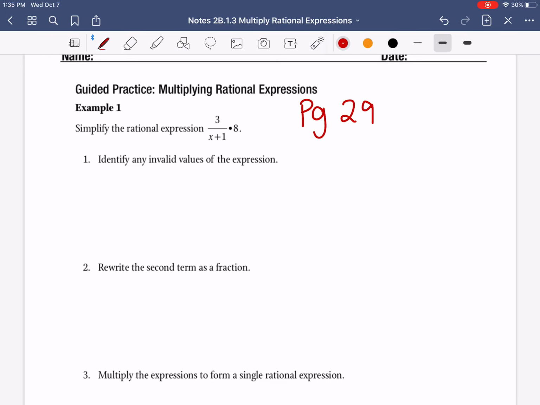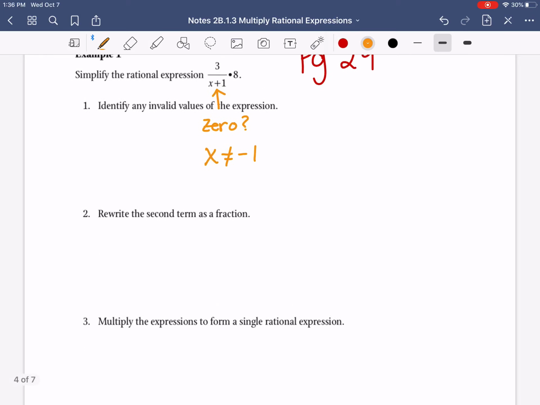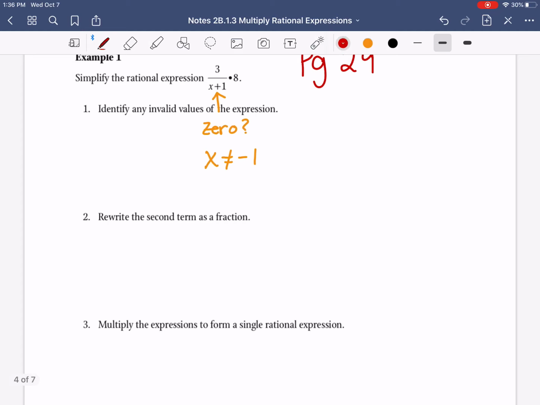This is page 29. The first step says identify any invalid values. The way that you do that is you look in the denominators and you think to yourself, what would make it equal 0? This you can do with some mental math. If it says x plus 1, that means that -1 would make 0, and you just say x cannot be equal to that. Now we're going to go to step 2, which says rewrite the second term as a fraction. So we have 3 over x plus 1. We make 8 a fraction by just putting it over 1.